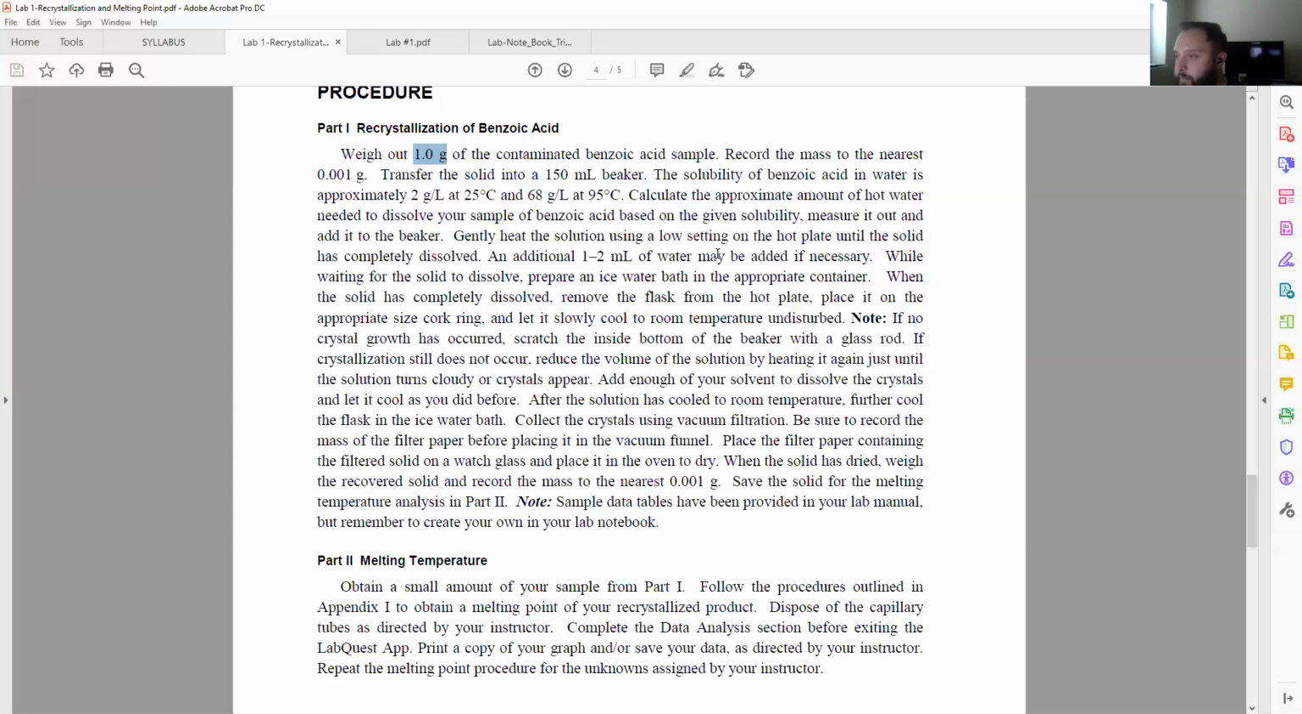Anybody not understand? Can you just repeat what you did really quickly? So I took 1 gram and multiplied it by 1 liter over 68 grams. That'll give you 1 over 68, and then I multiplied that by 1,000 to give you mils, milliliters.